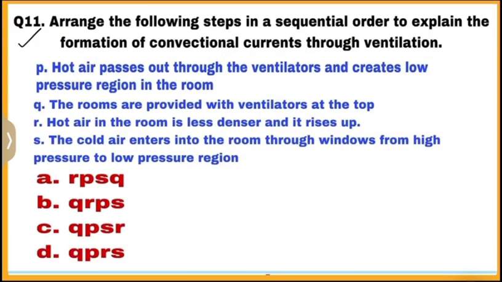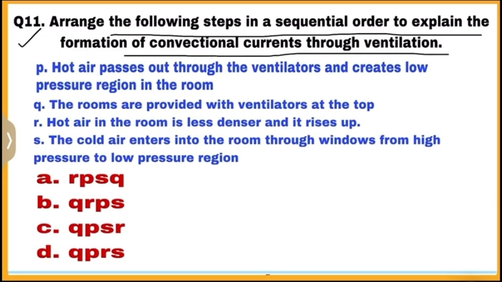Question 11. Arrange the following steps in a sequential order to explain the formation of convectional currents through ventilation. Here the option B is the correct answer.